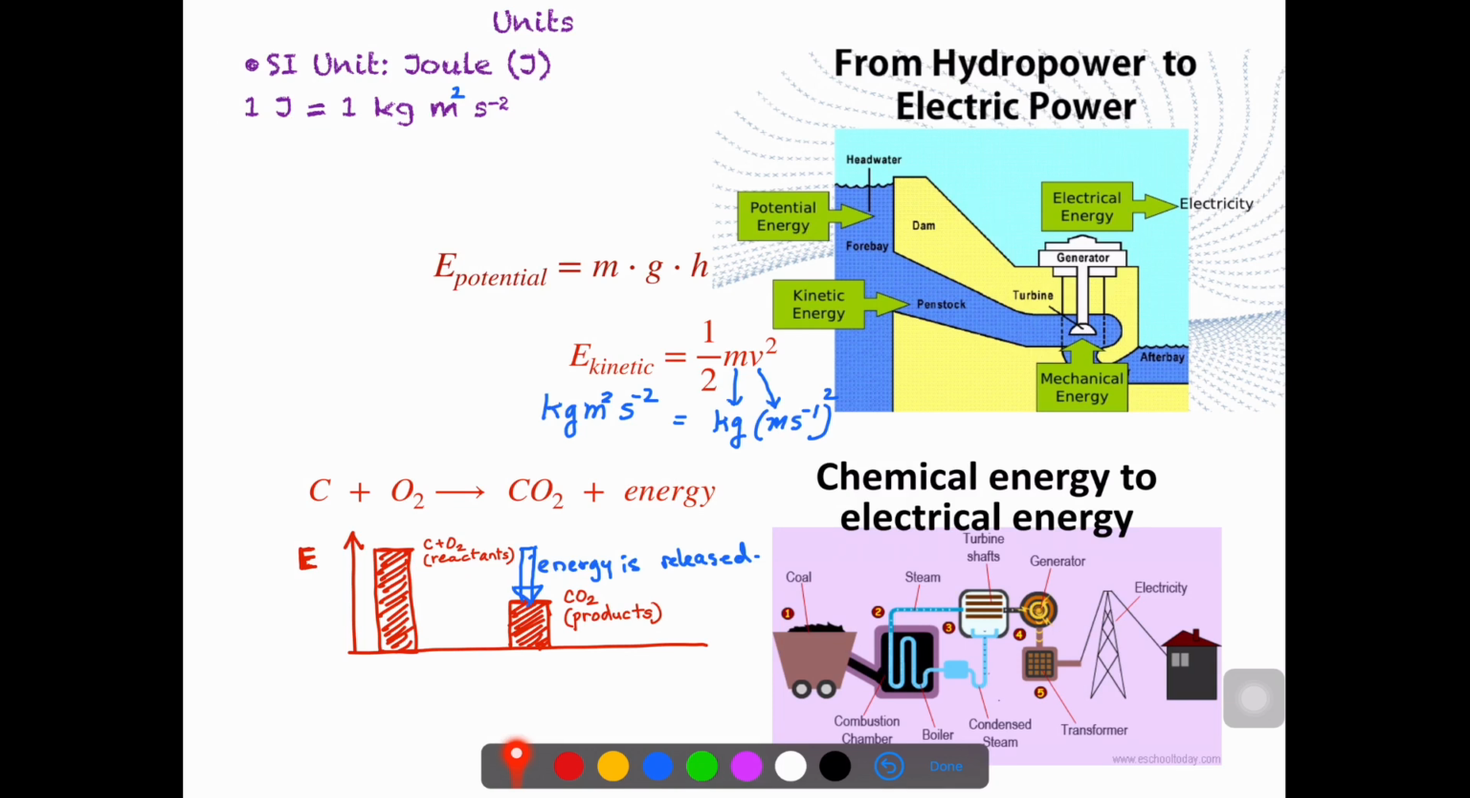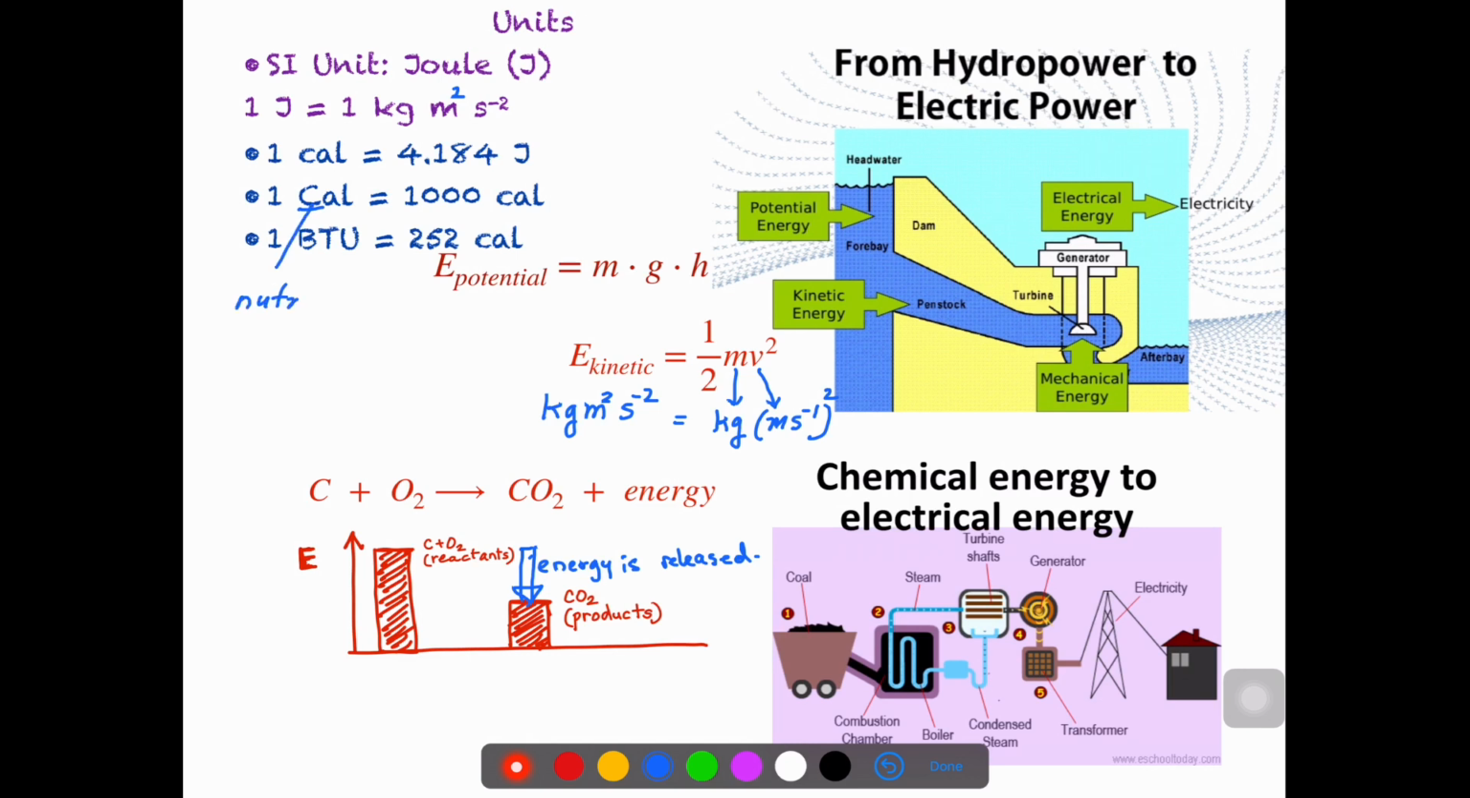Now, there are also other units such as calories and British thermal units. A calorie is actually about four times bigger than a joule. A calorie is 4.184 joules. Now, this calorie with a bigger C is a nutritional calorie. You find it on the back of a cereal box. This is nothing but a kilocalorie. In other words, 1,000 calories.